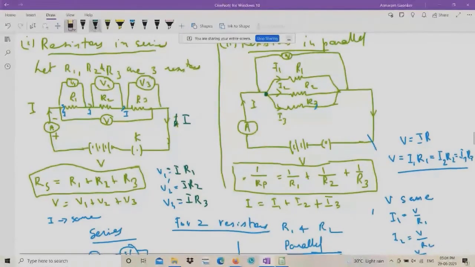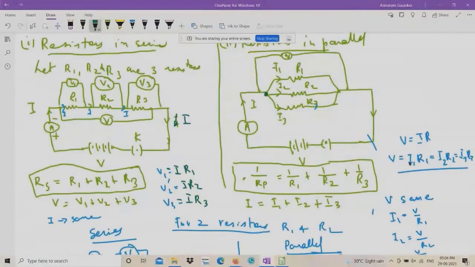So we have got here the resistances in parallel: 1 upon Rp is equal to 1 upon R1 plus 1 upon R2 plus 1 upon R3. This is the formula. And here you see the total current I is the sum of the currents I1 plus I2 plus I3. Here the total voltage was equal to the sum of the voltages V1 plus V2 plus V3. So that is the difference. And one more difference, here V1 is equal to IR1. Here V is equal to IR.